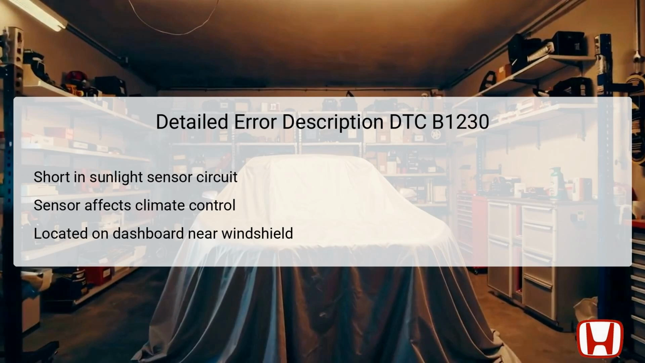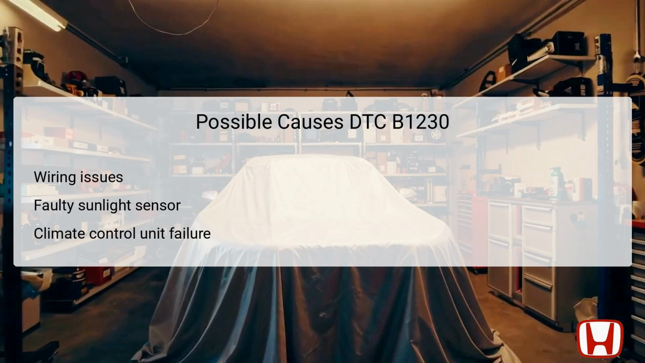If this circuit is shorted, the sensor may not function properly, resulting in unusual temperature fluctuations inside the cabin. Therefore, identifying and correcting issues with the sunlight sensor circuit is essential for ensuring optimal climate control functionality. Several factors can lead to the appearance of DTC B1230.